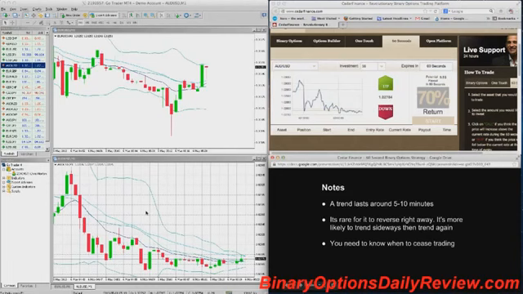Some notes is that trends typically last between 5 to 10 minutes. So here you've got 1, 2, 3, 4, 5. That's a 5-minute period.